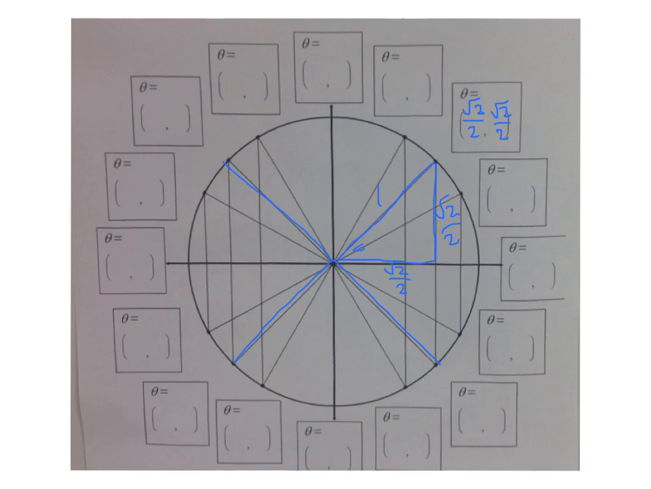But then it's going to be 45 on all of these quadrants. Just because the x-coordinate is negative in the second quadrant, you're going to get negative root 2 over 2, positive root 2 over 2. And in the third quadrant, both are negative, so it's negative root 2 over 2, negative root 2 over 2. And the same thing in the fourth quadrant, where it is root 2 over 2, negative root 2 over 2. And those are the 45-degree angles on the unit circle.